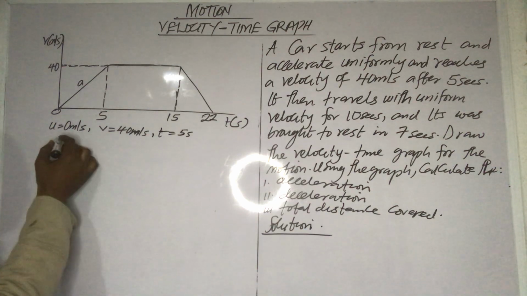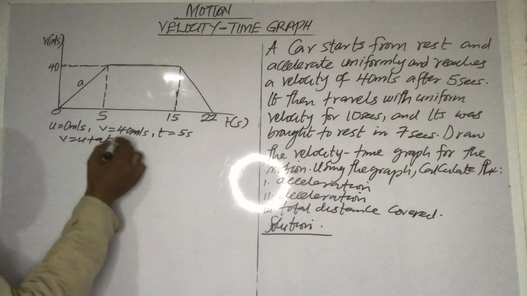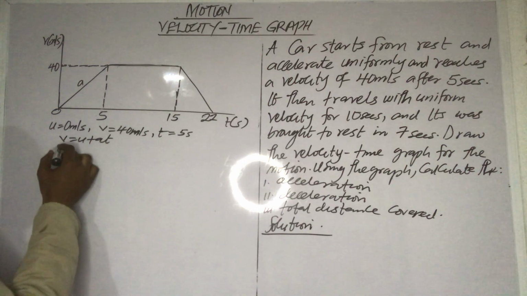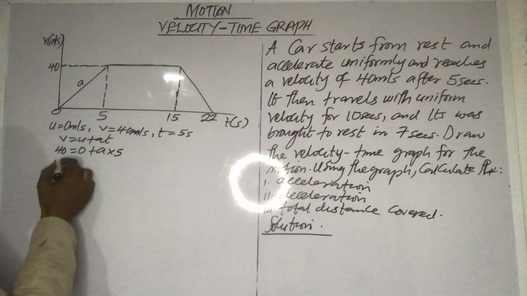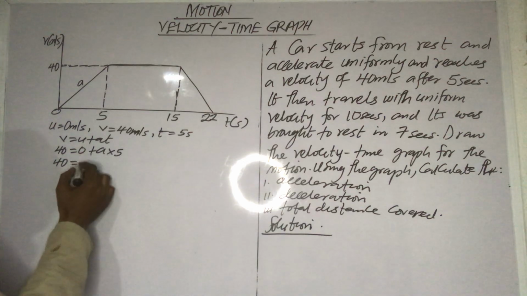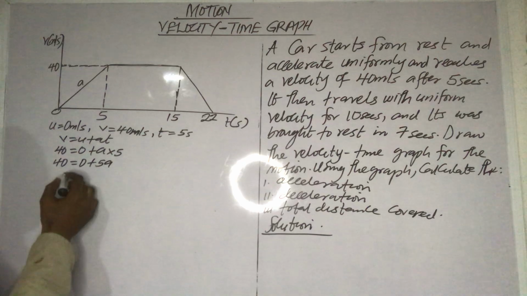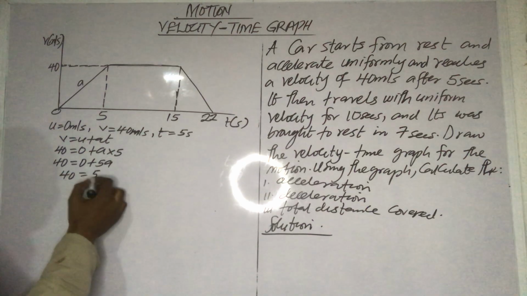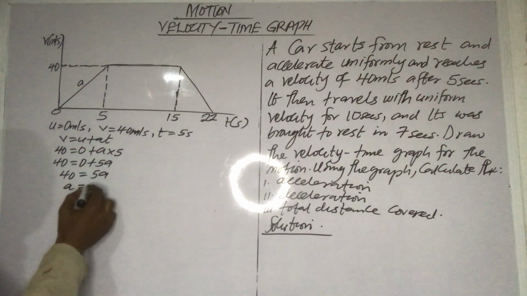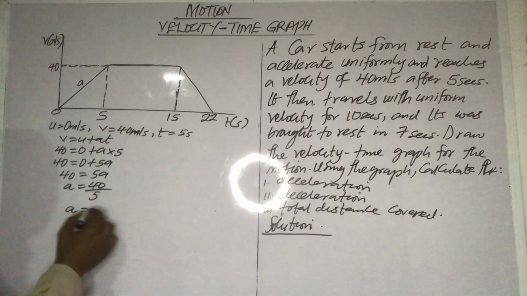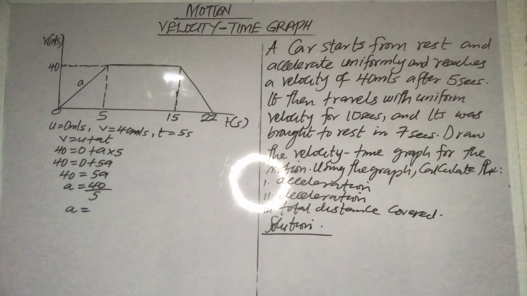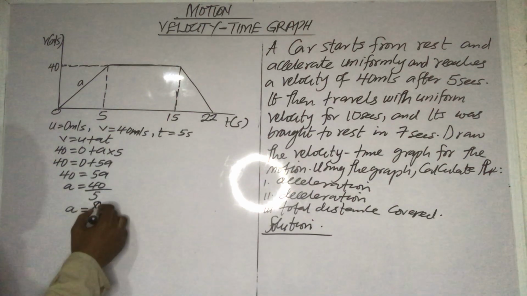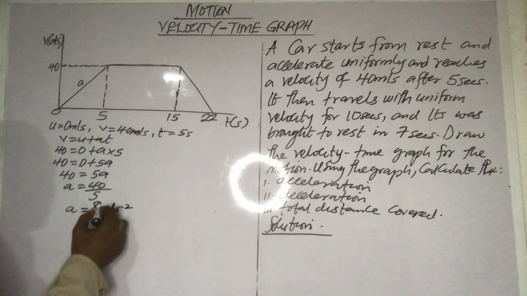Then using the first equation of motion, which is v equals u plus at, I can get my a. So I will have 40 equals 0 plus a times 5. So 40 equals 5a. Divide both sides by 5. a is 40 over 5, so a is equal to 8 meters per second squared.